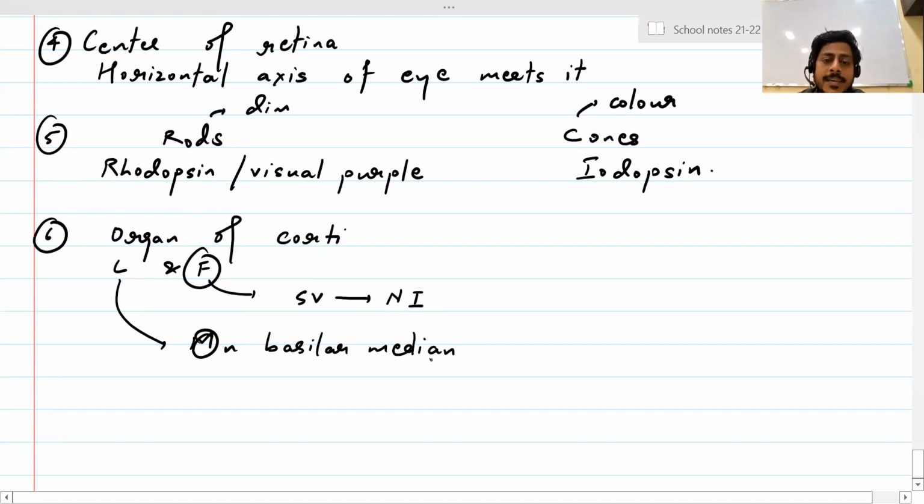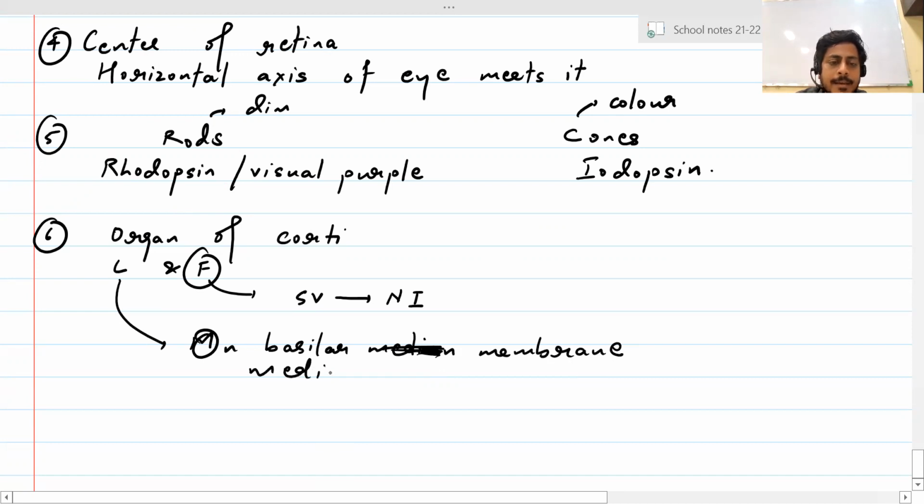So it is present on the basilar membrane. On the basilar membrane, which canal of the cochlea? So it is on the basilar membrane in the median canal of the cochlea. In the median canal of the cochlea in the inner ear.